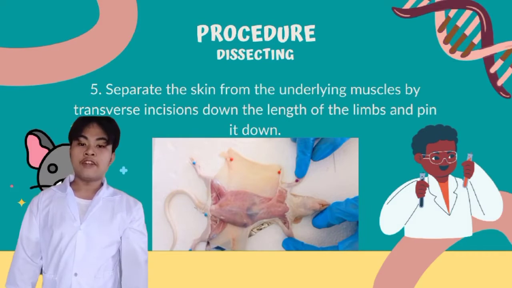Number 5. Separate the skin from the underlying muscles by transverse incision down the length of the limbs and pin it down.